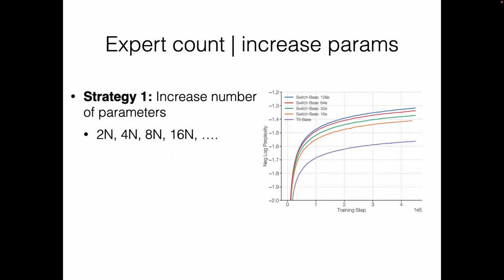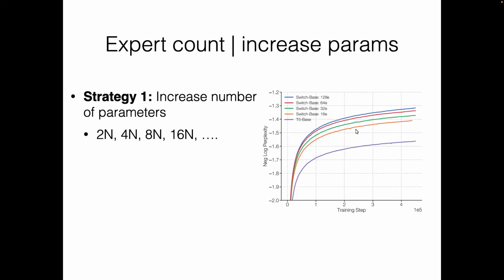Then the question is, how many experts should you have? It's a hyperparameter. Again, the benefit of increasing the number of experts could be increasing the number of parameters. Let's say that each expert, so each feed-forward network layer, has n parameters. What this is saying is really simple: you could just increase the number of experts and thereby increase the number of parameters.